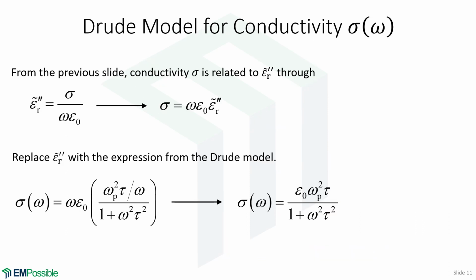So now we can write an expression for the conductivity that comes from our Drude model. We had this expression on the previous slide that related the imaginary part of complex permittivity to conductivity. So we solve that for conductivity, and we get this. Well, from previous slides, we had an expression for the imaginary part of the complex permittivity, and we can plug that in here and simplify a little bit, and we end up with our final expression for the conductivity according to the Drude model.